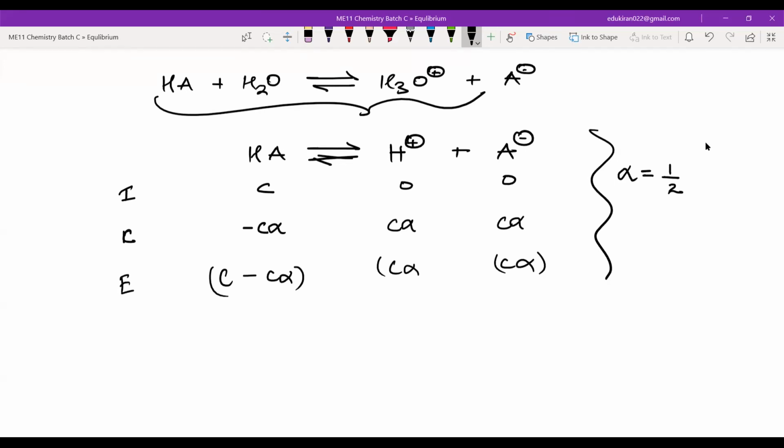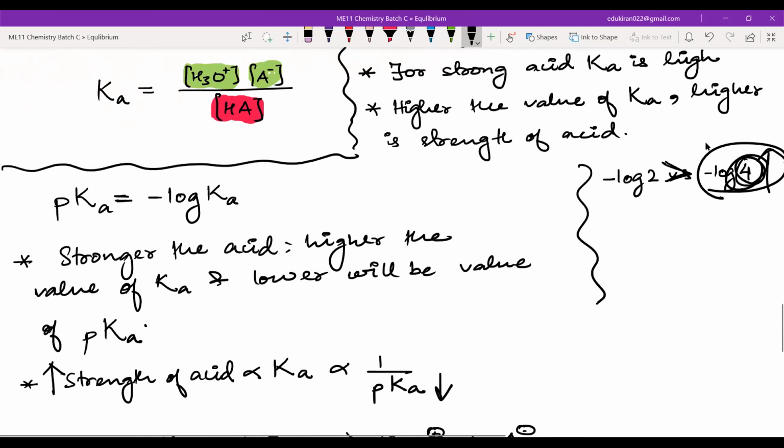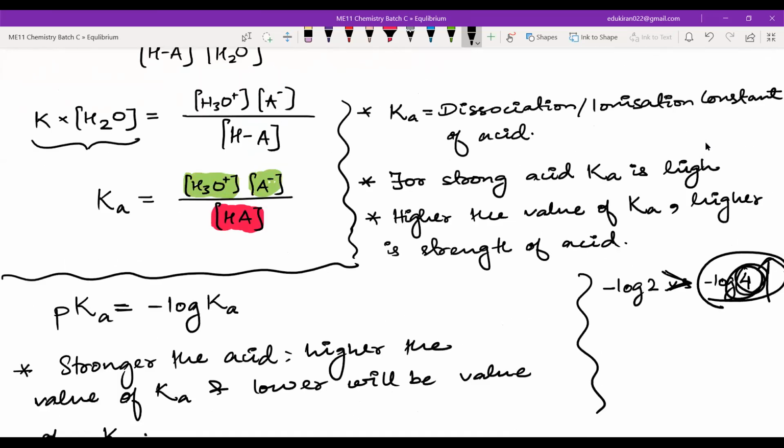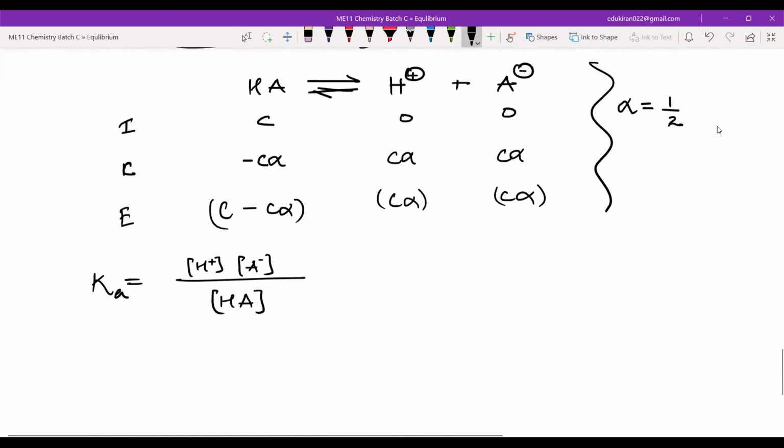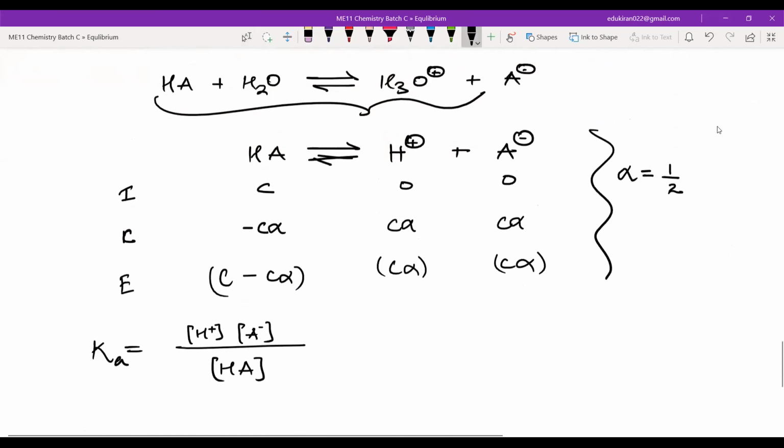Now, what will be the K? K will be equal to the concentration of H plus into the concentration of A negative upon the concentration of HA. If you look closely, this is the Ka, H3O plus, A negative and HA. So Ka is equal to H plus into the concentration of A negative divided by HA.